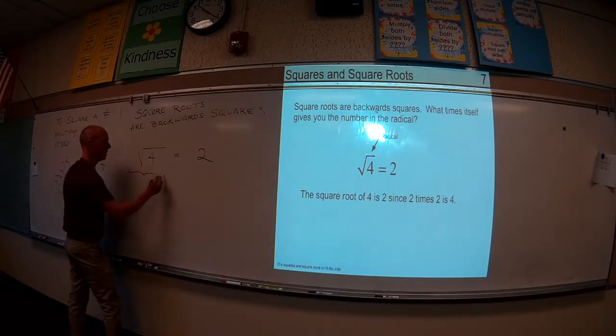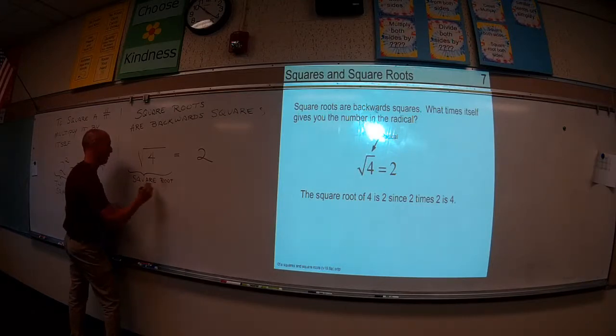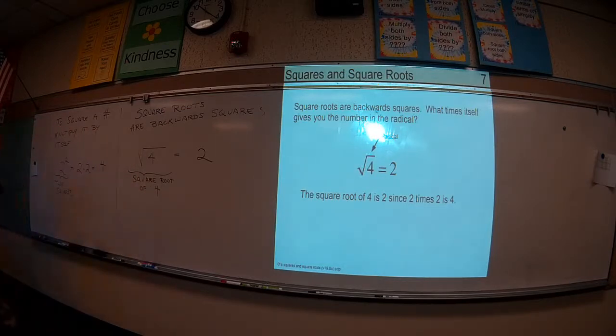This is the square root of 4. That's how I read that. This is the square root of 4. It undoes a square.